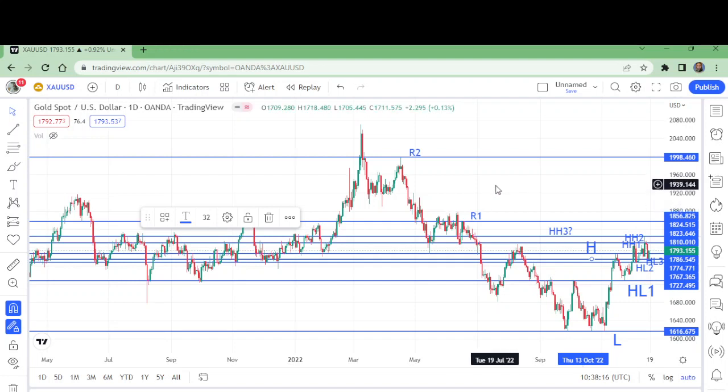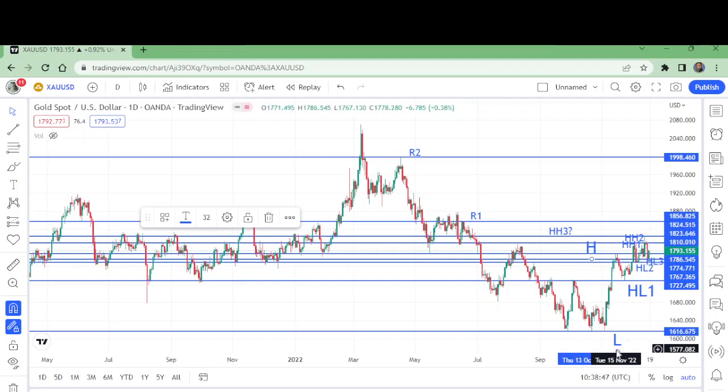This is the chart of gold on daily time frame. I am going to show you high, low and higher highs, higher lows of the market and expected higher high as the market is in bullish trend.